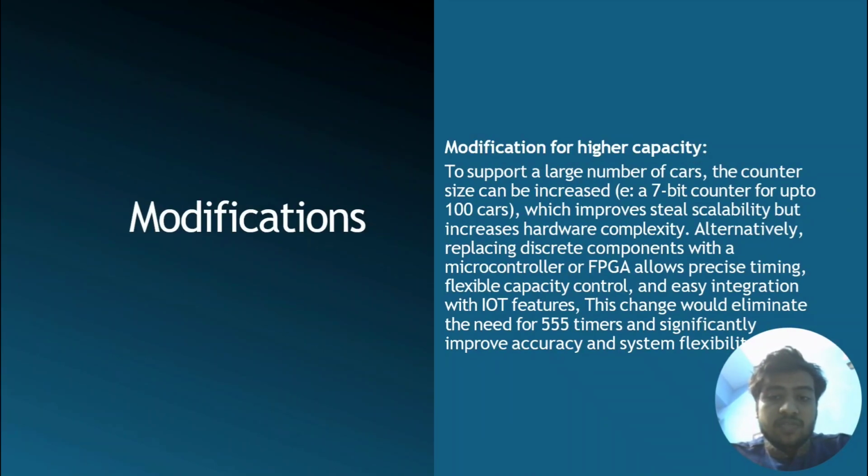Next are the modifications. Increase the counter size to 7 bits to support up to 100 cars, which improves scalability. Shifting these components to an FPGA allows timing flexibility, easier control, and easy integration with more functions. These changes replace the elements of the 555 timer, improving accuracy and system flexibility.